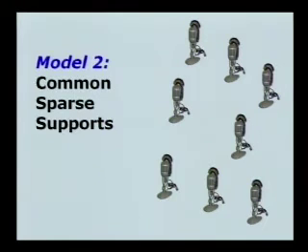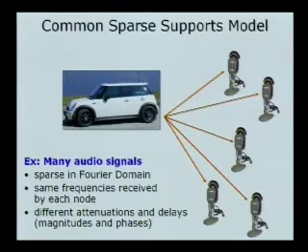In the second model, we have common sparse supports. Suppose that you have a car which is driving around, and it's creating an audio signal which happens to be sparse in the Fourier domain. There are only going to be a few frequencies where the car is creating a lot of audio energy. Now, these different frequencies are being picked up by a lot of different sensors, and each of the sensors is basically picking up the same frequencies. However, because the locations are different, those frequencies are attenuated differently. There are delays, which are different delays. So basically, the Fourier coefficients are going to have different phases and different magnitudes.